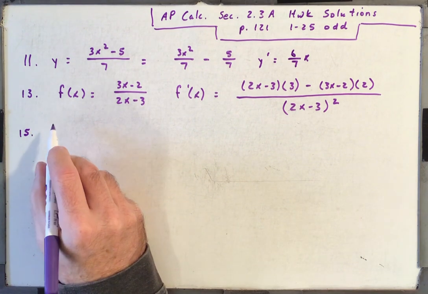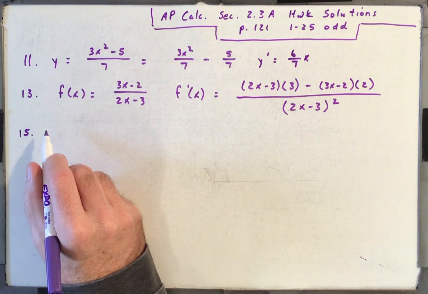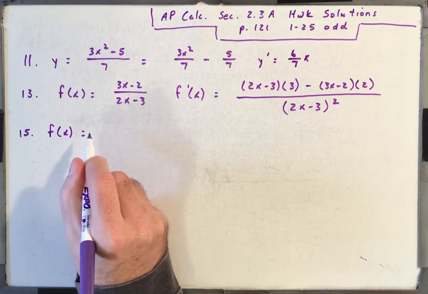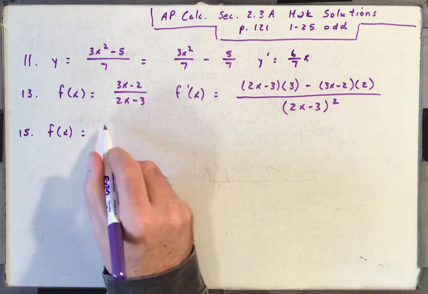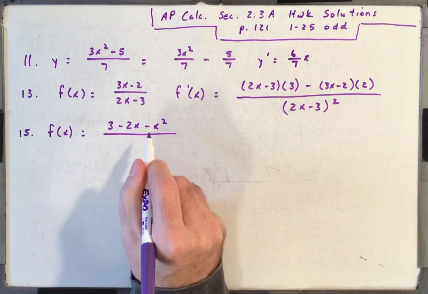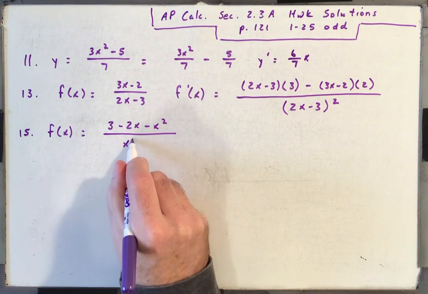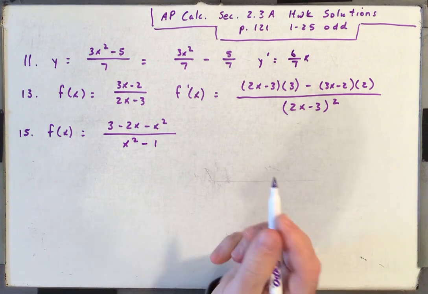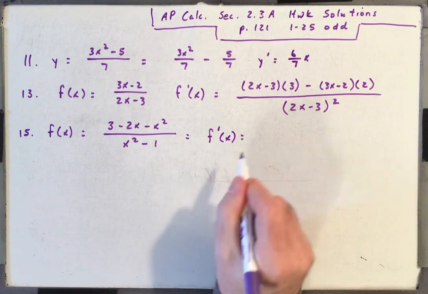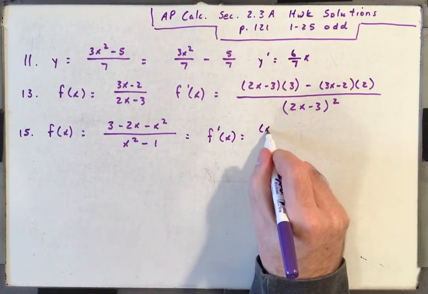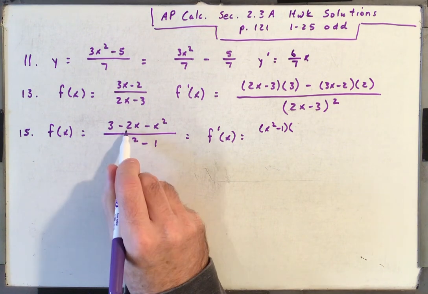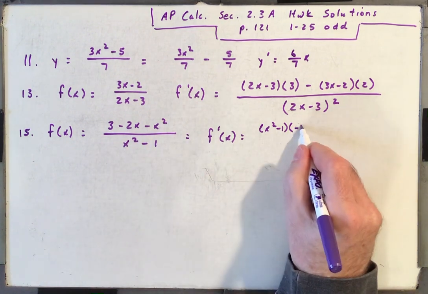All right, 15. We got f of x is equal to 3 minus 2x minus x squared over x squared minus 1. Okay, so f prime of x using the quotient rule, hope I got enough space, the bottom, x squared minus 1 times the derivative of the top. Derivative of 3 is 0. That's negative 2 minus 2x.